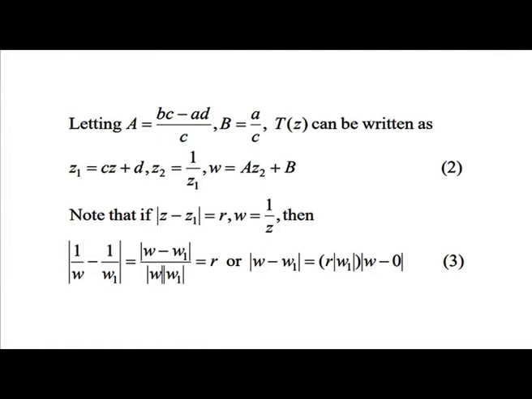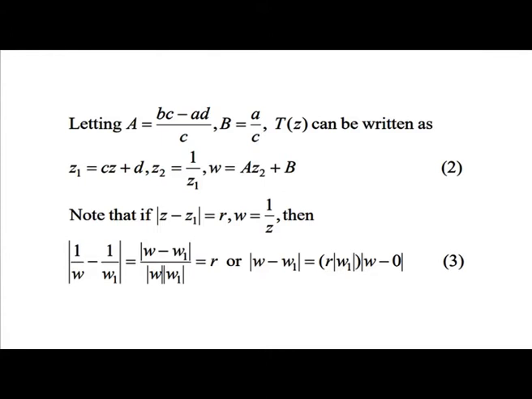Letting capital A be equal to (Bc minus Ad) by C and capital B be equal to A by C, T(z) reduces to w equal to A z2 plus B. So, that is why it is a sequence of all the basic transformations which you have considered till now. So, if I call z1 as Cz plus d, z2 as 1 by z1, then w becomes A times z2 plus B.